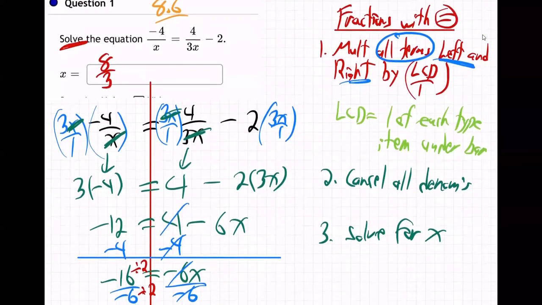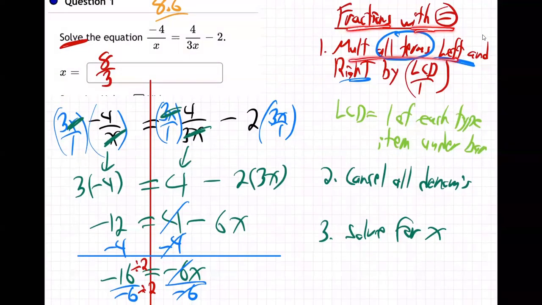So when you have fractions with an equal sign, you multiply all the terms left and right by LCD over 1. LCD is 1 of each type of item under the bar. So 3x over 1, 3x over 1, 3x over 1, and then cancel all the denominators. Comes down to here, and then just solve for x. There we go.